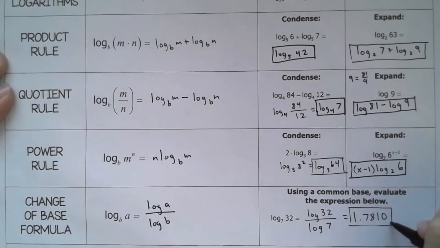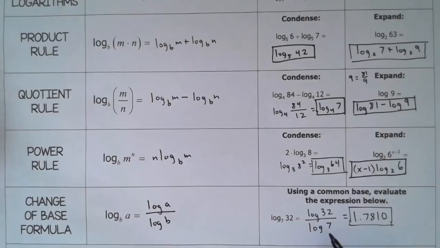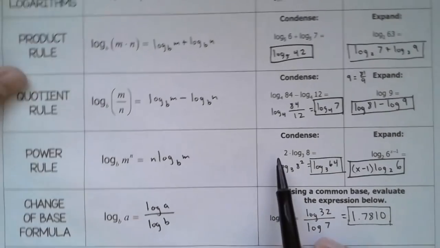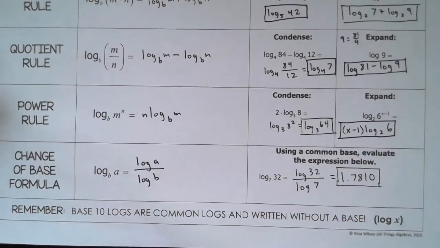And you use change of base formula when you realize that rewriting it into an exponential expression, that exponent isn't so obvious. When that happens, more than likely, you have change of base formula. And then finally, the bottom here, remember that base 10 logs are common logs, and those are the ones that are written without a base. So whenever you see just log of x or log of some value, we're talking base 10.